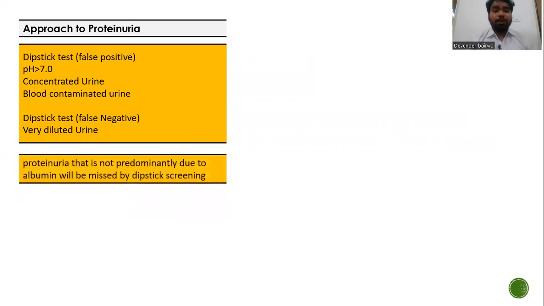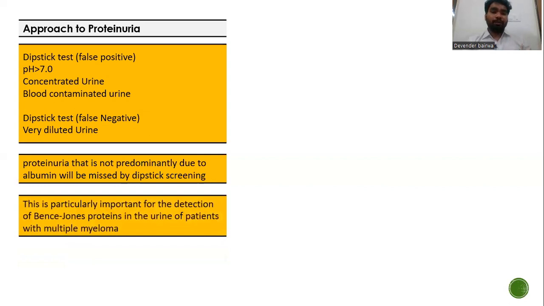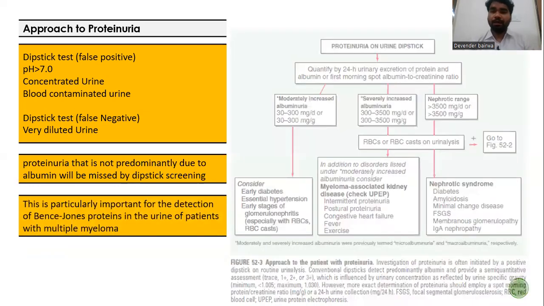Proteinuria that is not predominantly due to albumin will be missed by dipstick screening because the reaction which is happening and the color that is coming in dipstick is because of albumin. So suppose a patient is losing some other kind of protein, for example, multiple myeloma is there, light chains and heavy chains are being excreted, then these will not be detected by this dipstick test. So this is particularly important for the detection of Bence Jones proteins in the urine of patients with multiple myeloma. These multiple myeloma patients will be missed if you use dipstick test only.